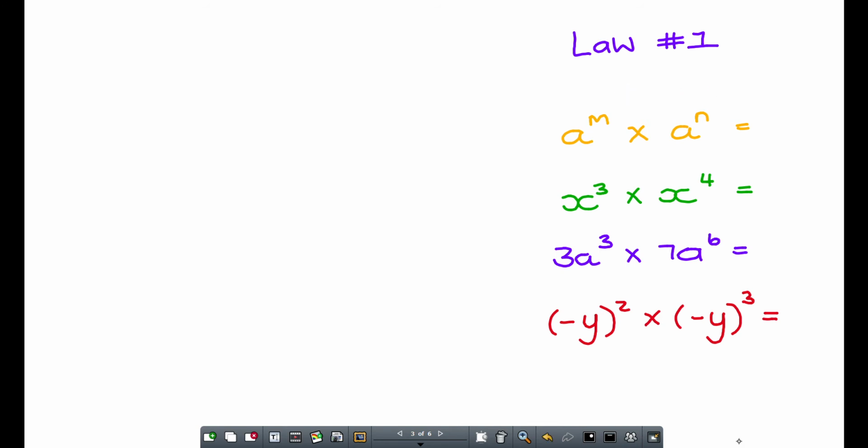Look at the first one. A to the power of m times a to the power of n. Is my base the same on both sides? Yes. Are we multiplying? Yes. So what do I do with exponents? Add. So my answer here will be a to the power of m plus n. And that's as far as I can go because I don't know what m or n is, so I can't go further than that. No, not mn, because that's m times n.